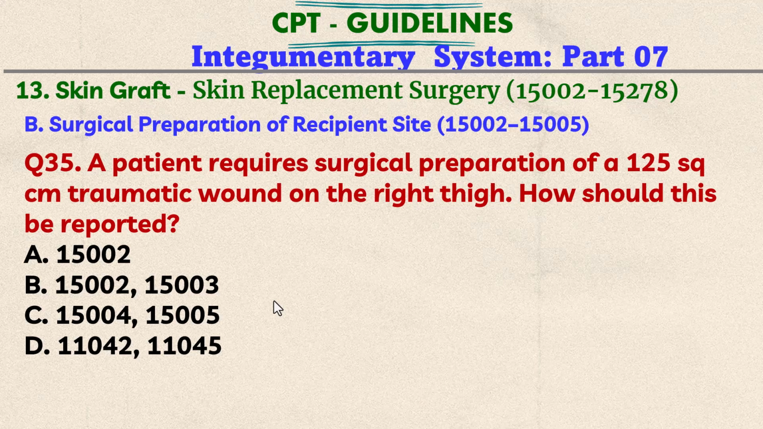Question number 35. A patient requires surgical preparation of a 125 square centimeter traumatic wound on the right thigh. How should this be reported? So there are answers available. In the exam, you can use the elimination method, but for the learning purpose, I'll use the alphabetic index method. So here you have to highlight this is surgical preparation of 125 square centimeter traumatic wound on the right thigh.